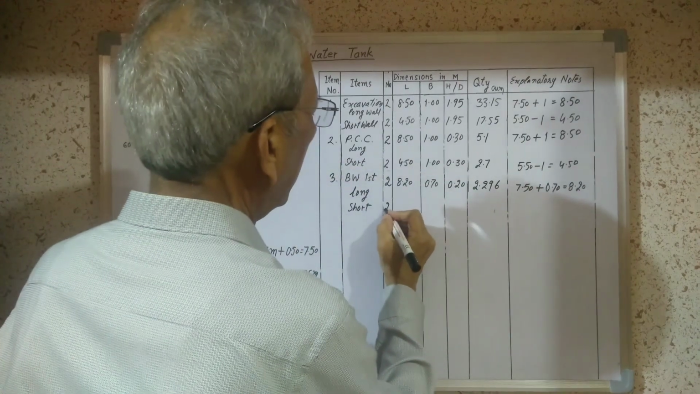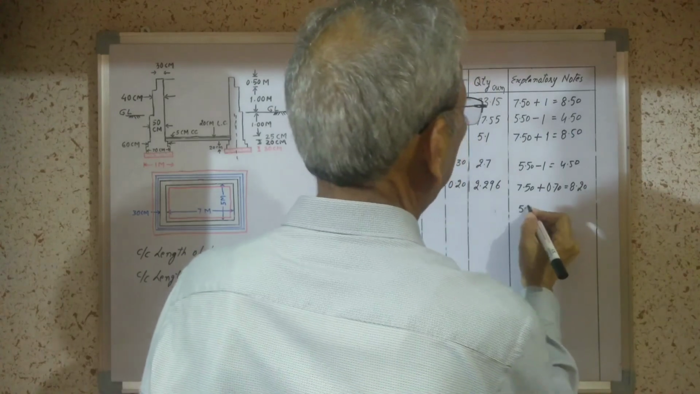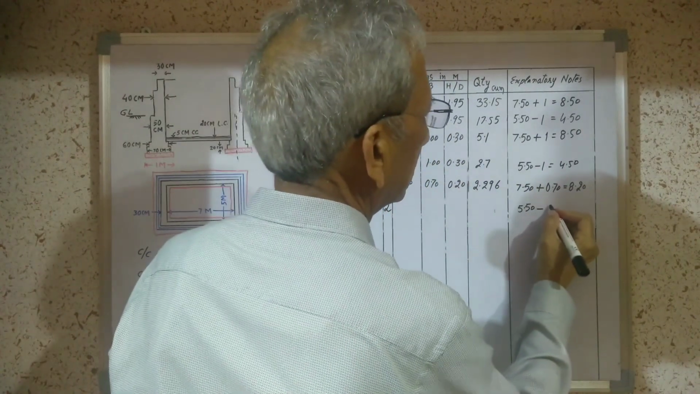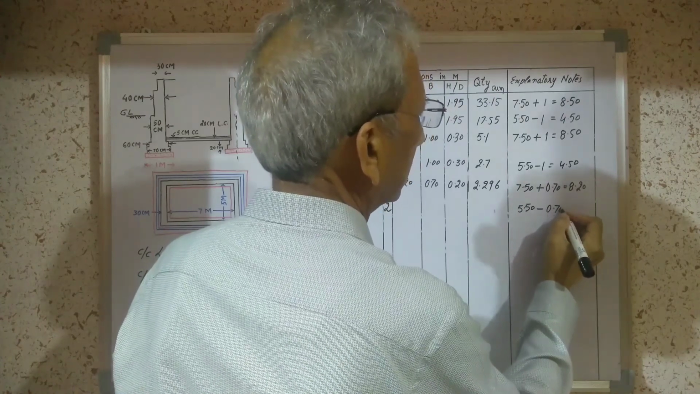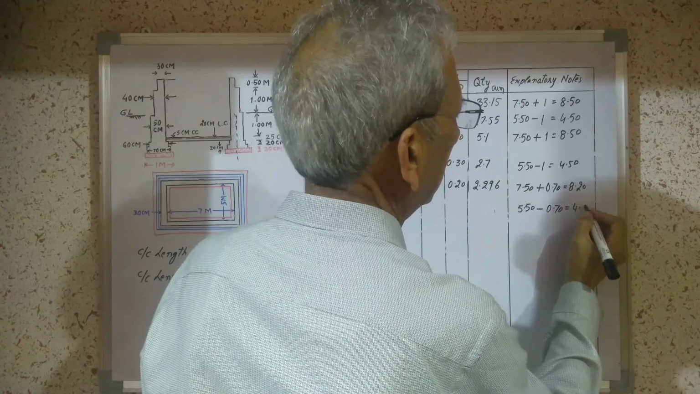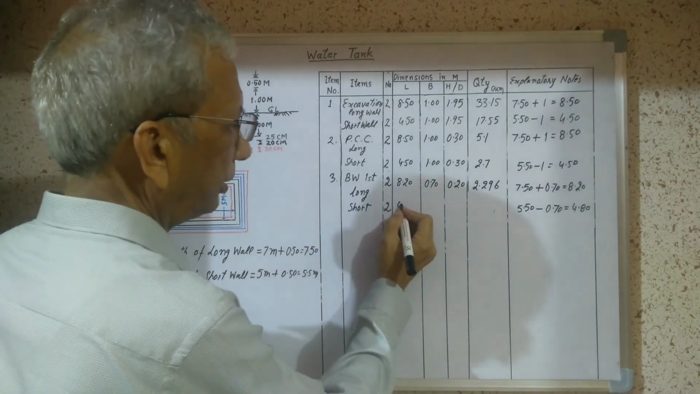Again, 2 number of walls. Here, center to center length 5.5 minus 0.7 will be 4.8. Now here we will write 4.8.